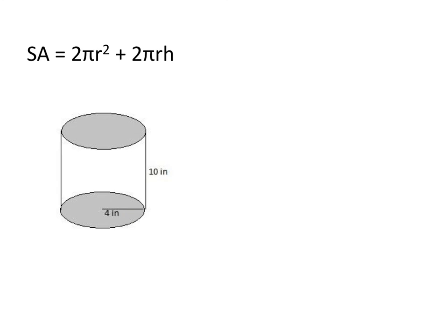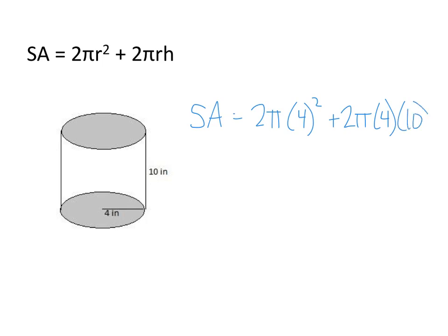So if we were going to find the surface area for this particular cylinder, we're going to look at two groups of pi multiplied by 4 squared, and two groups of pi multiplied by 4 multiplied by 10. Altogether then, this cylinder has a surface area of approximately 351.9 squared inches.